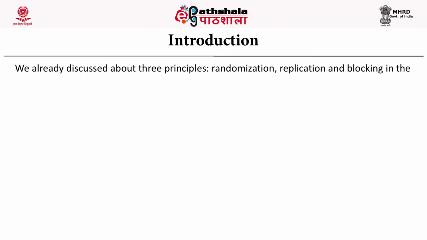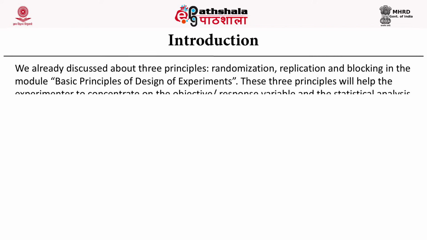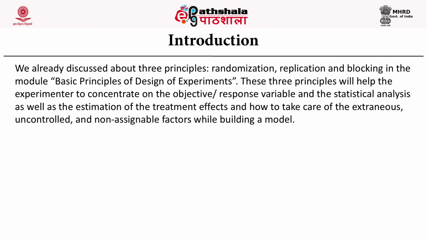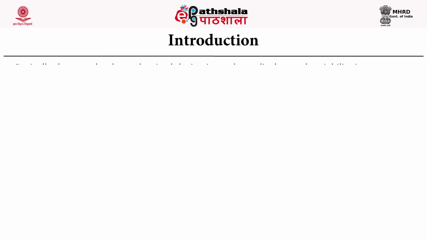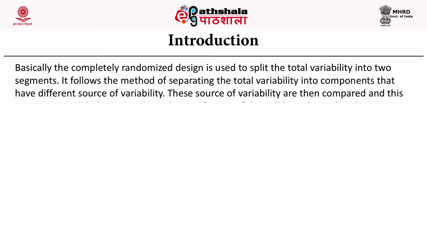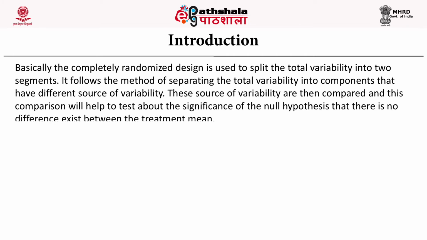We already discussed three principles, that is randomization, replication and blocking, in the module Basic Principles of Design of Experiment. These three principles will help the experimenter to concentrate on the objective response variable and the statistical analysis, as well as the estimation of the treatment effect and how to take care of the extraneous, uncontrolled and non-assignable factors while building a model. Basically, the completely randomized design is used to split the total variability into two segments.